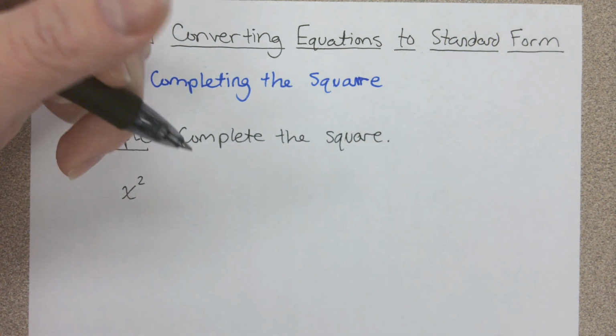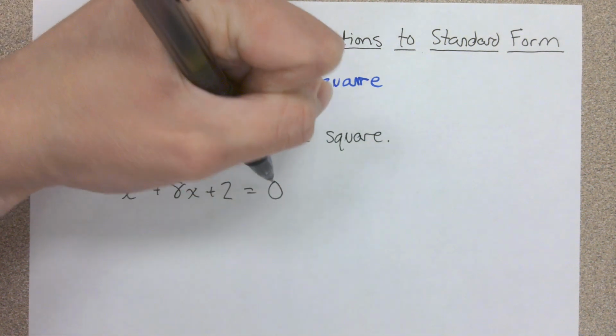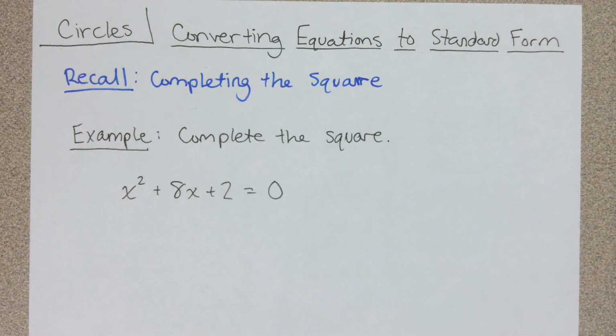So if we have the equation x squared plus 8x plus 2 equals 0. This is a quadratic trinomial. Normally we would try to factor it, but we can't factor this one. It's not factorable. So that's one of the reasons why we'd use completing the square. It's an alternative to quadratic formula. So we'd start with our equation like this.